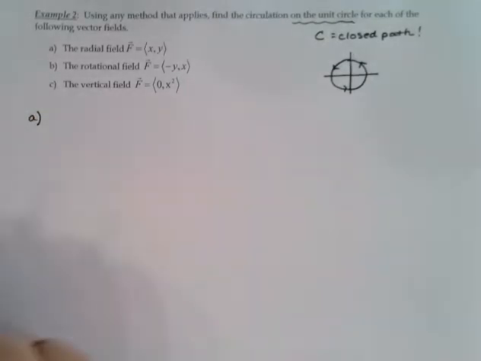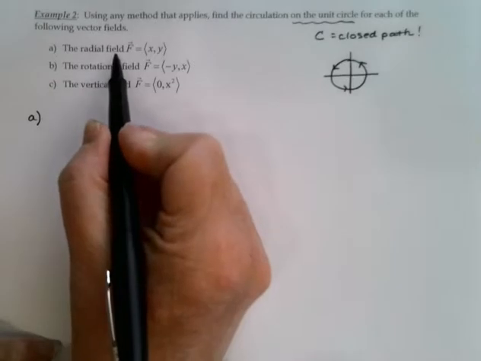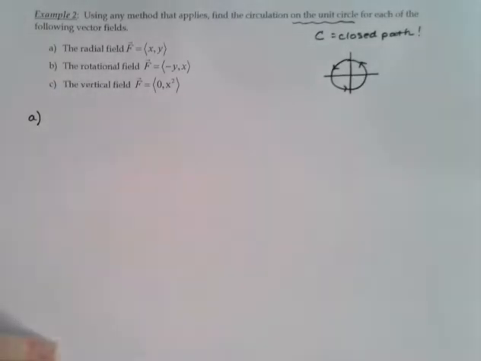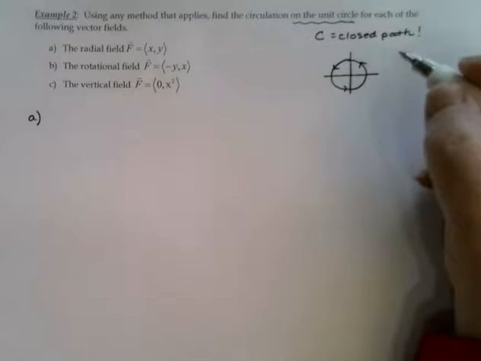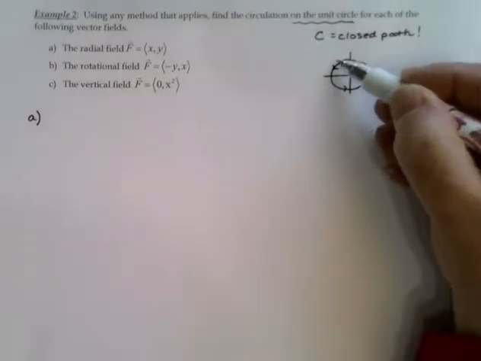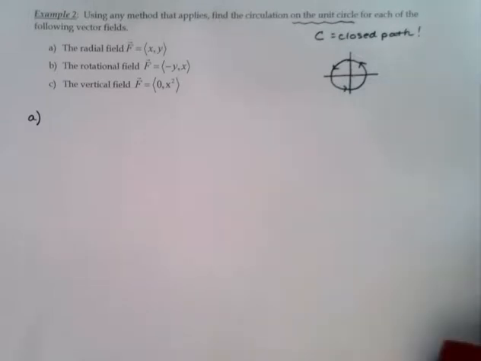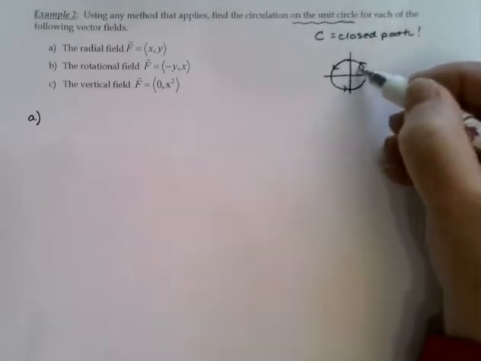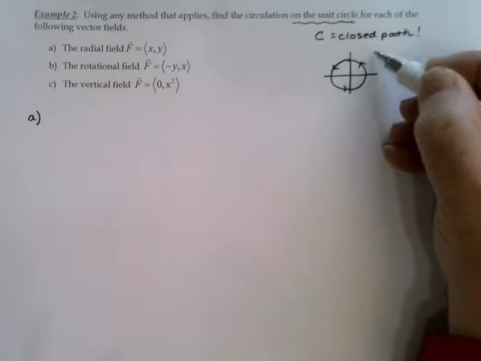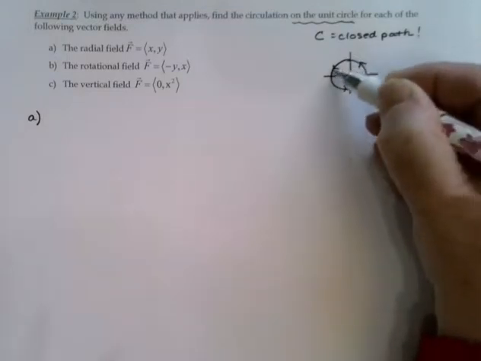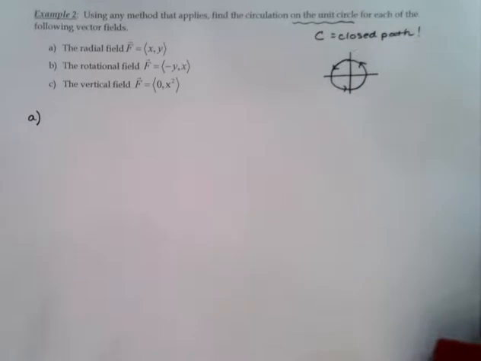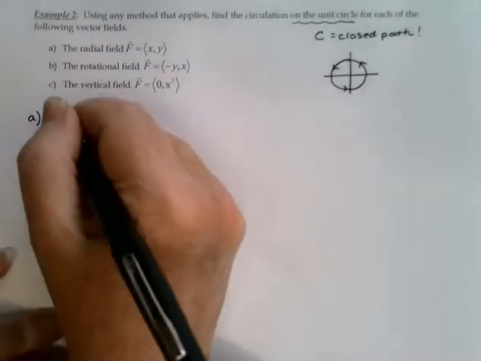So in A, we'd like to find the circulation for the radial field. Remember what the radial field looks like, right? All the vectors are going out from the origin. Before I even start doing this problem, I'm going to think about the fact that if I've got a vector coming out from the origin, it doesn't push my object along that circular path at all. Doesn't help it, doesn't hurt it, just doesn't do anything. So I'm kind of expecting a circulation of 0. Let's see what we get.